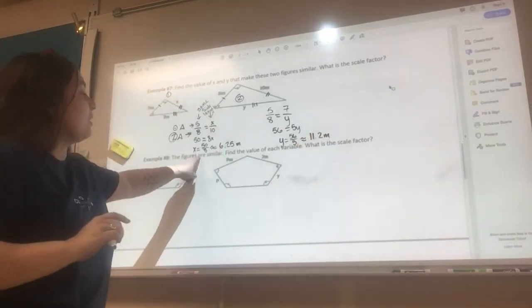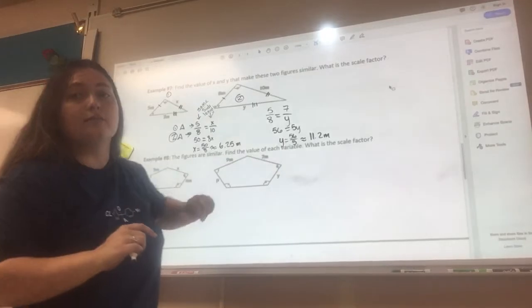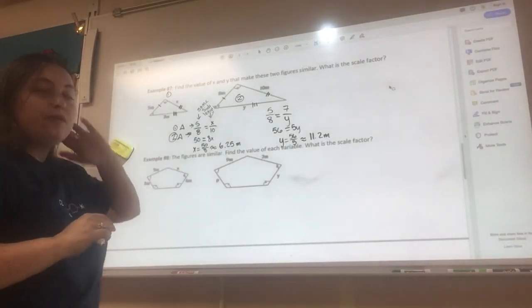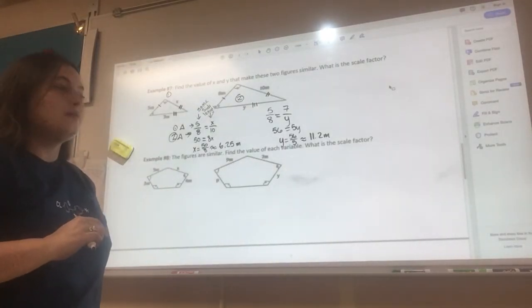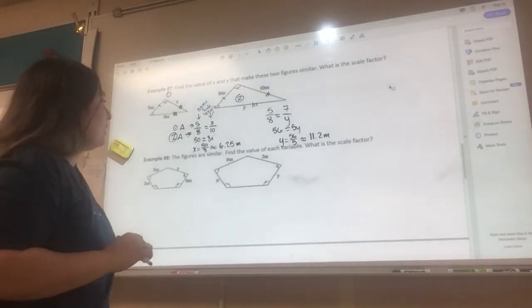So you solved for x and you solved for y. Perfect. What was your scale factor? Well, shoot. I don't want to deal with decimals.